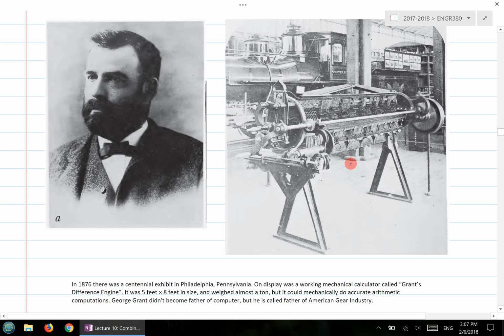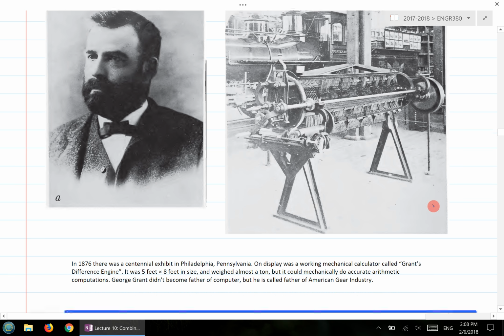As a matter of fact, a lot of people right now are actually trying to reverse engineer this mechanical calculator. If you Google or search YouTube, you'll probably find some videos on this topic. Now, he didn't become the father of the computer though. He became the founder of, initially it's called, I think, what company is that? American Gear Industry.